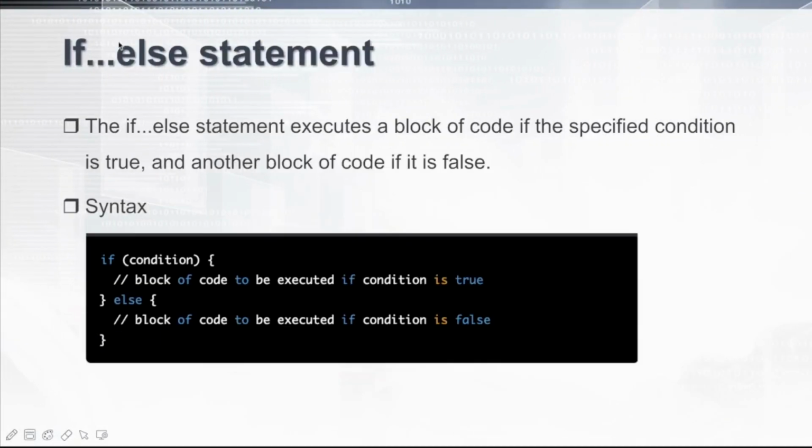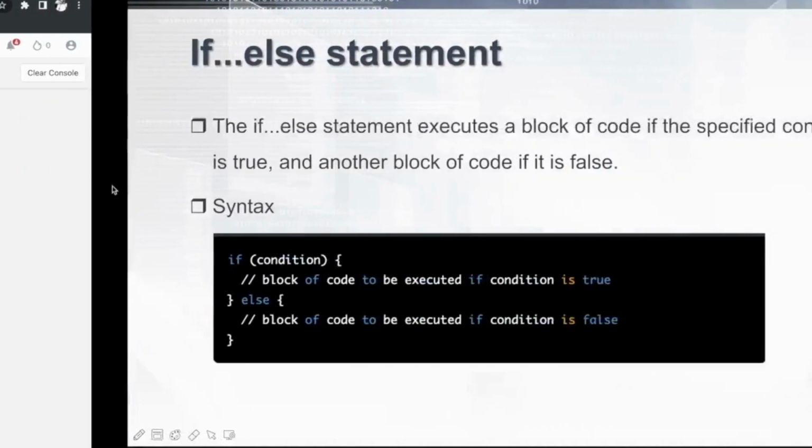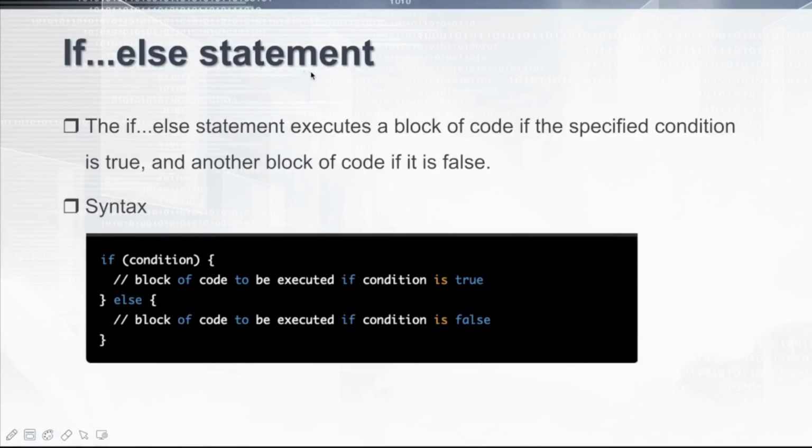Then we have the if else statement. Sometimes there are scenarios where you just want the if statement, and you don't want the else. But there are scenarios where you don't want to have a blank screen like we have here. You want to always print something on the screen. So if x is greater than 5, there's a message you want to print, and if x is less than 5, then you want to print another message. So that's what the else statement does.